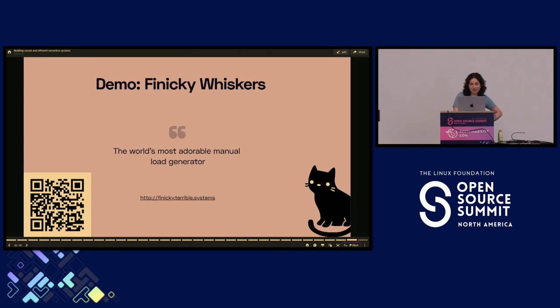And before we do that, because we have the horizontal pod autoscaler enabled, ideally if we had a lot of people, we could see if we could make it autoscale. That might not happen today. But I first want to go under the hood and look at the implementation for Finicky Whiskers.